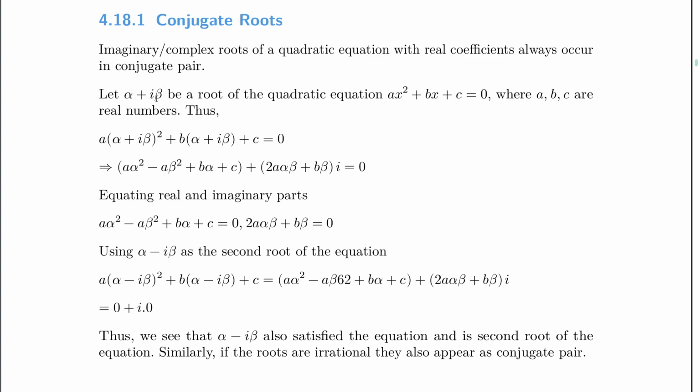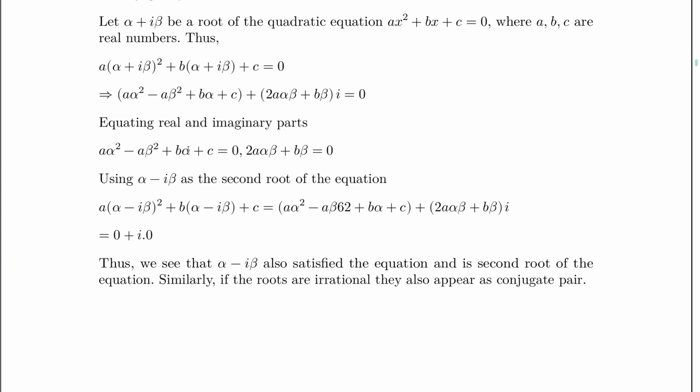So, we know that it comes as a conjugate pair, but let's see why. We assume that alpha plus i beta is the root of this equation, where a, b, c are real numbers. We substitute the root, and upon expansion we obtain a alpha square minus a beta square plus b alpha plus c, plus 2a alpha beta plus b beta into i, is equal to 0. Now we separate out real and imaginary parts. We have a alpha square minus a beta square plus b alpha plus c is equal to 0, and 2a alpha beta plus b beta is equal to 0.